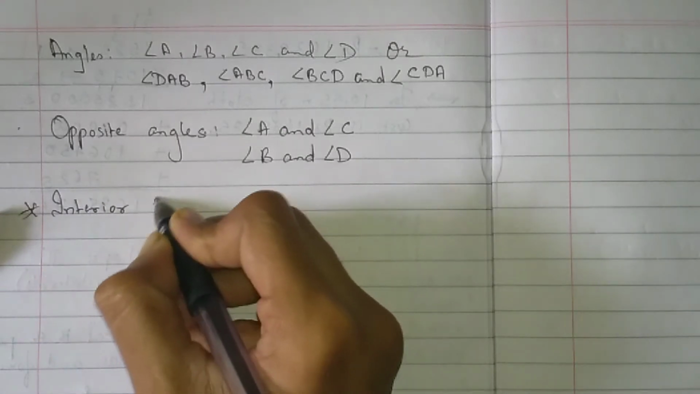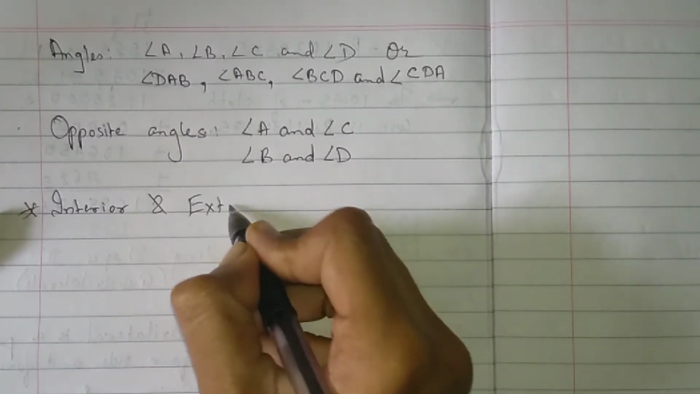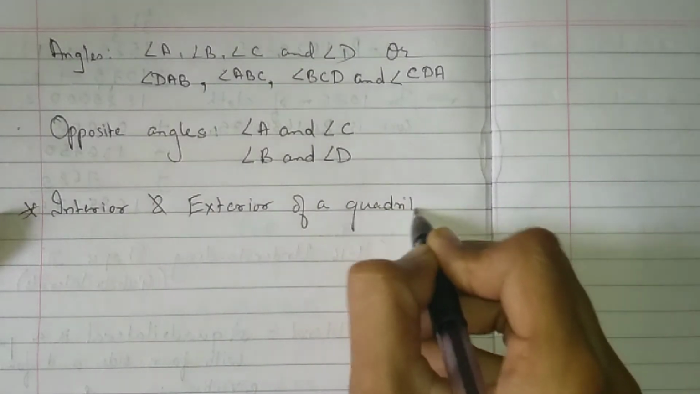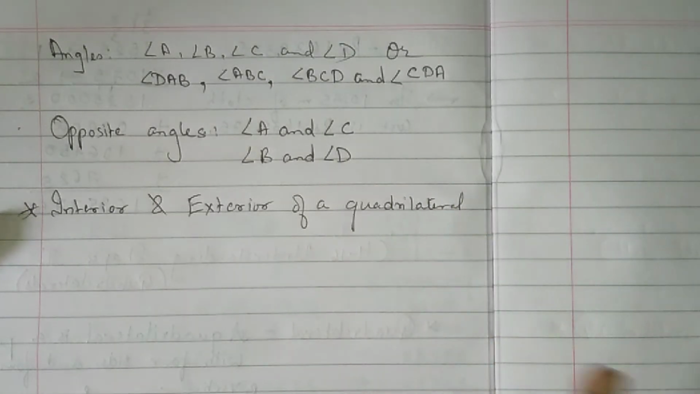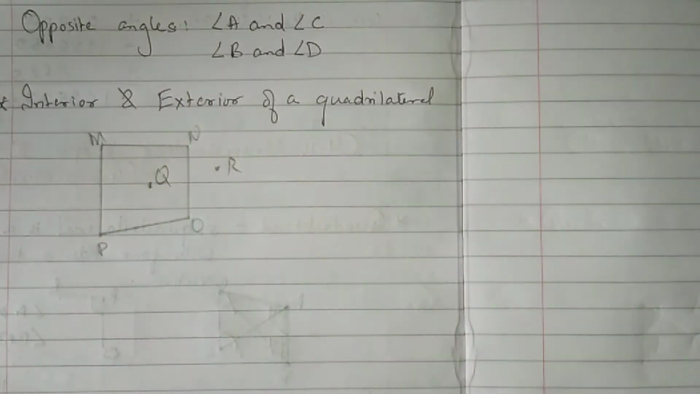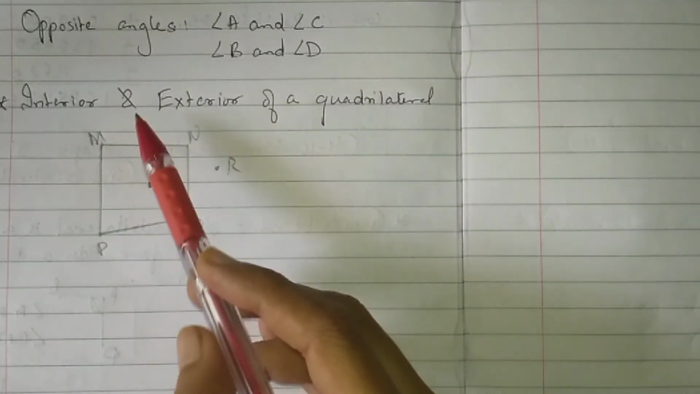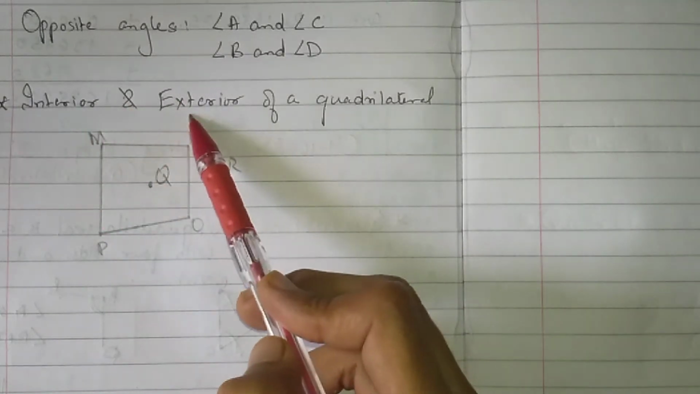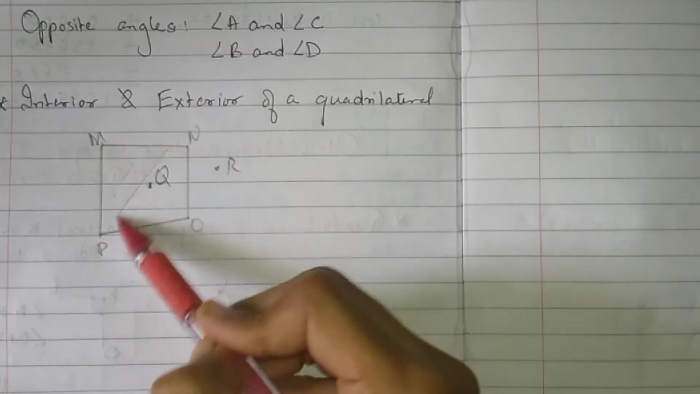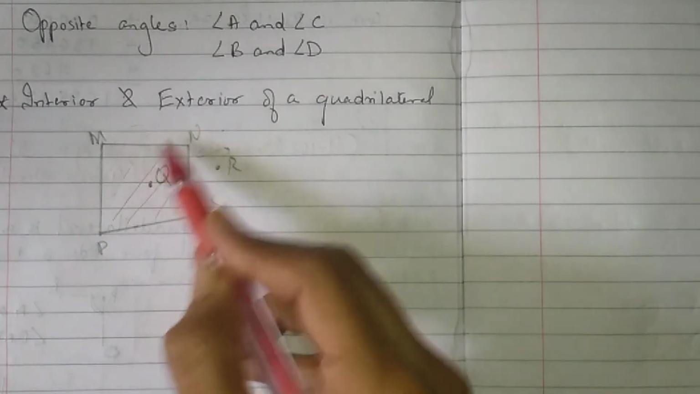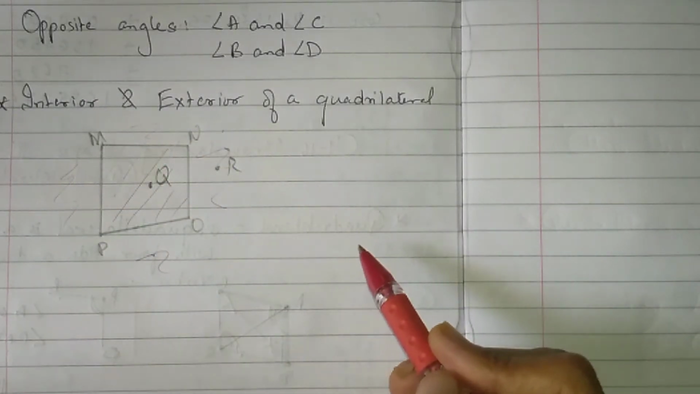Interior and exterior of a quadrilateral. Now we have to say which one is the interior and which one is the exterior part. I have drawn a diagram of a quadrilateral with 2 points. The inner side is called the interior and the outer part is called the exterior of the quadrilateral.